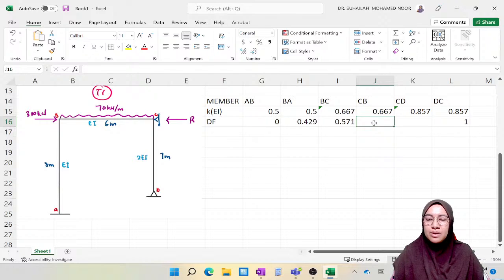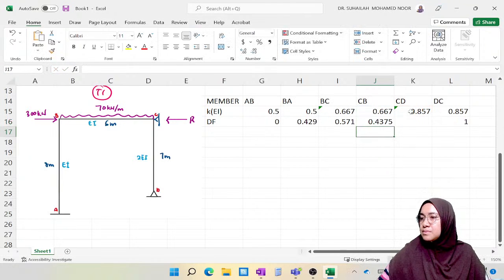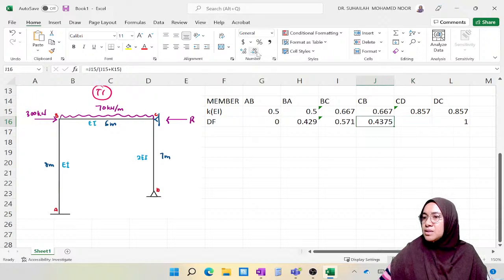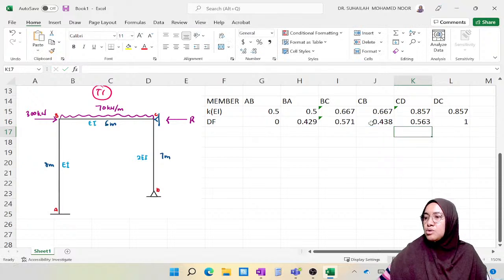So we move to CB, CD. For the DF of CB, we repeat the same process. It is CB divided by CB plus CD, which is 0.4375. I use 3 decimal places, so 0.438. For CD, it is 1 minus 0.438, so we get 0.563. So we have settled the distribution factor. Now we move to FEM.